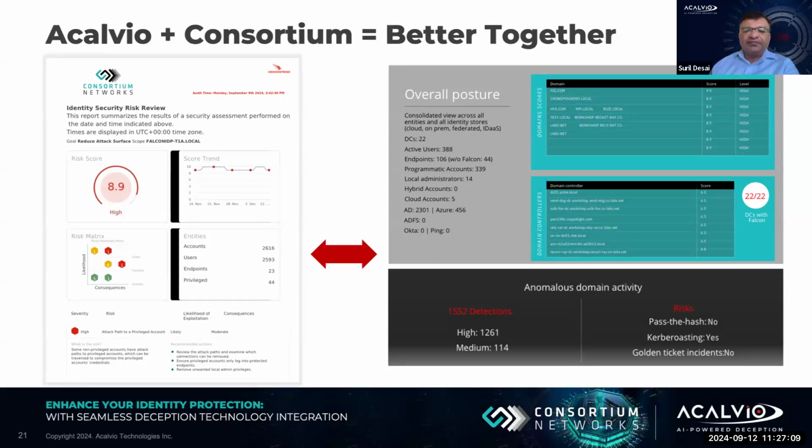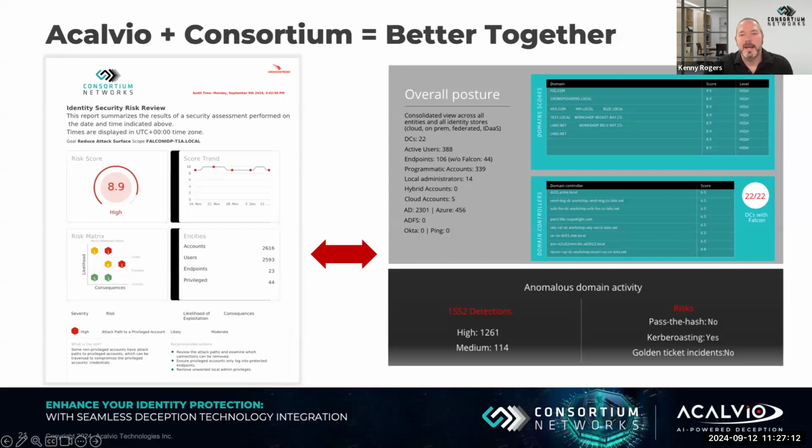Go ahead, Kenny. Thank you, Cyril. Love to see that in action.